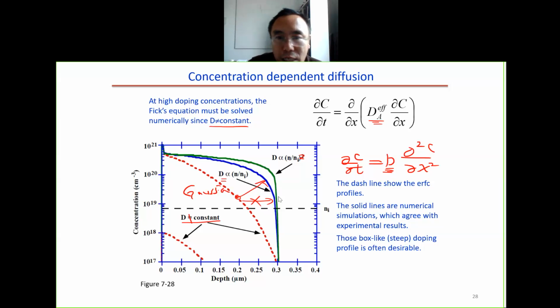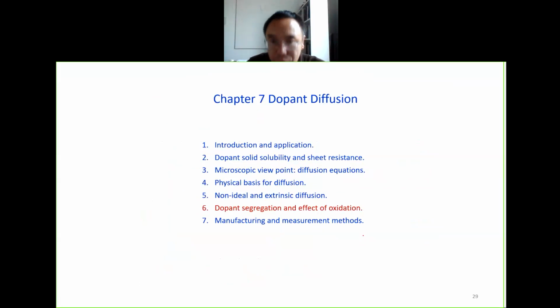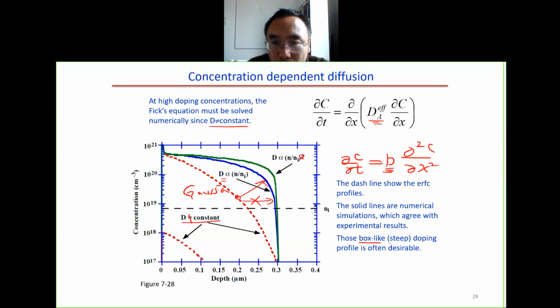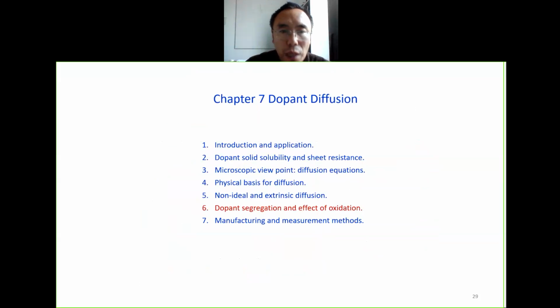So you can see here. What do you see here? We have this box-like, very steep doping profile. This steep doping profile is often desirable. Now we look at the dopant segregation and the effect of the thermal oxidation.